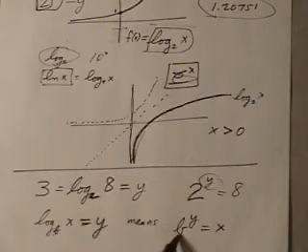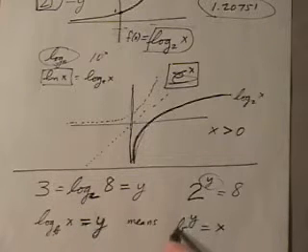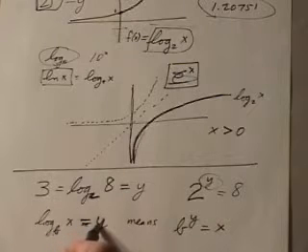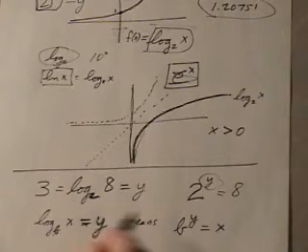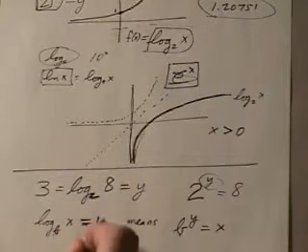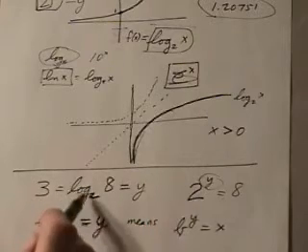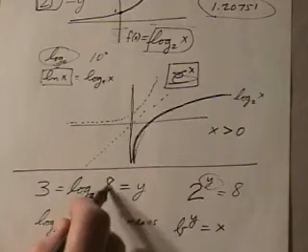The base is b, and the exponent is y. So log base b of x equals y means b to the y equals x. So here you can check your answer. Is log base 2 of 8 equal to 3? Well, because 2 to the third is 8, yeah.